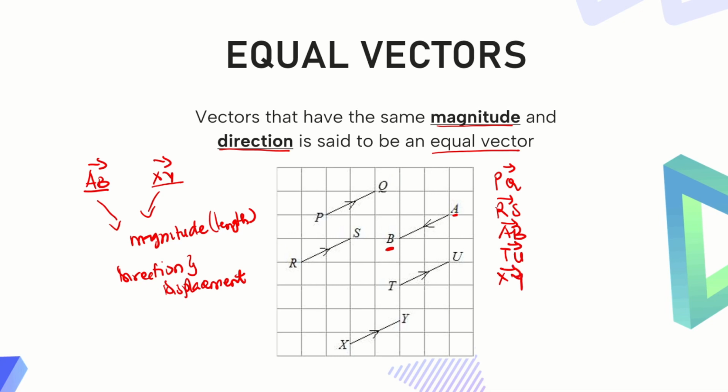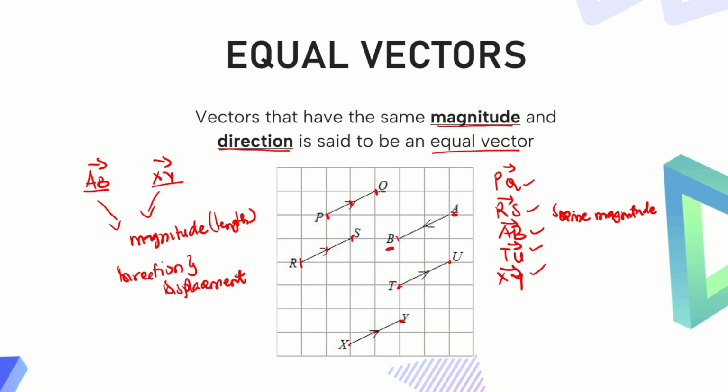Now, when we consider all of them, we realize that all the vectors have the same magnitude. You can see that the length moves from one grid to the second grid. So probably, let's say 2 units. So this is 2 units, this is also 2 units, this is also 2 units, and then this as well is 2 units.